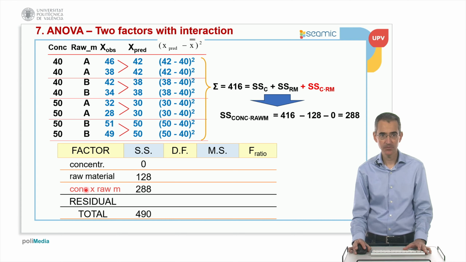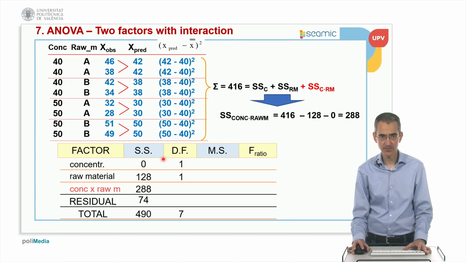Look here that I'm representing this like a product, but just remember, this is just a way to indicate interaction. We don't multiply anything. Okay, so by difference we obtain the residual sum of squares, and then the degrees of freedom that I have explained before. It's 8 values minus 1, which is 7.